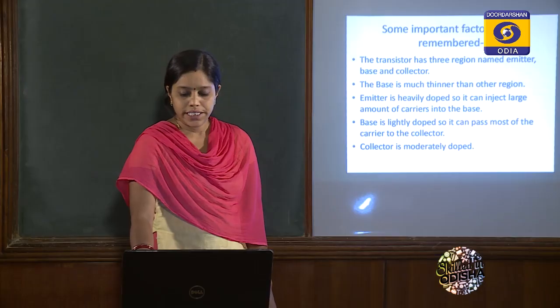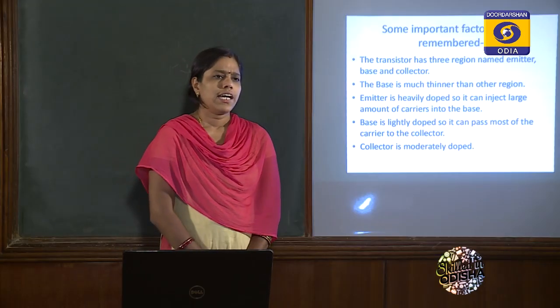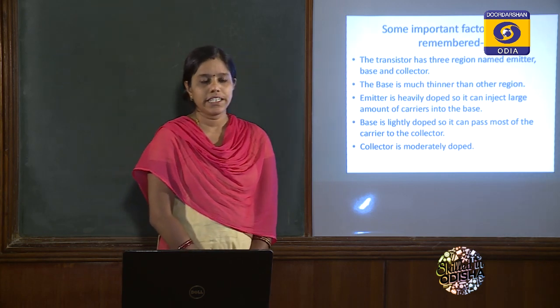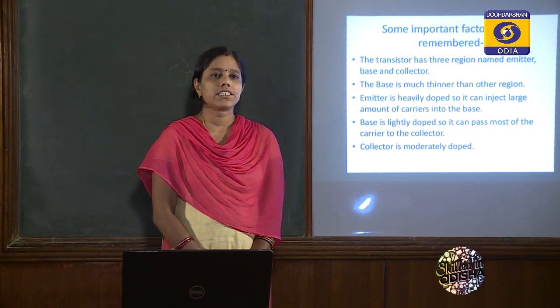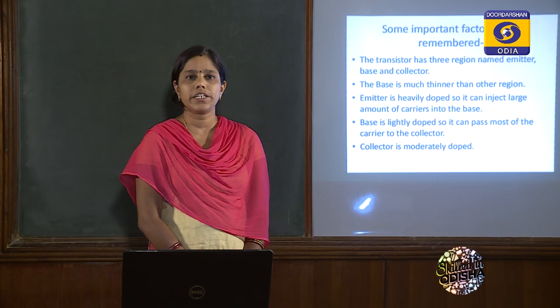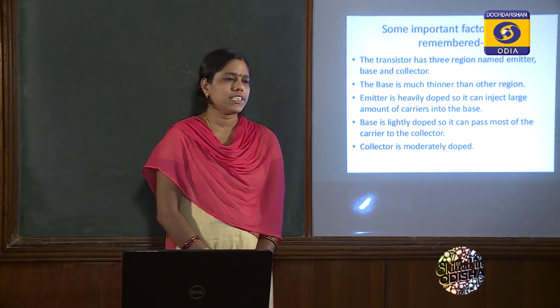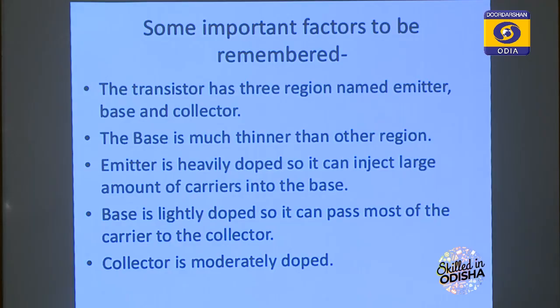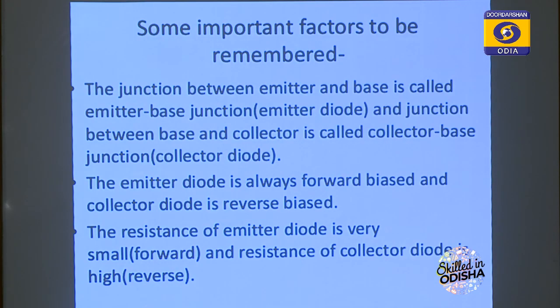Previous day we discussed transistors. First is emitter, base and collector. We already discussed that base is very lightly doped and very thin as compared to emitter and collector. Emitter is heavily doped and collector is moderately doped. And it has also three currents: emitter current, base current and collector current.